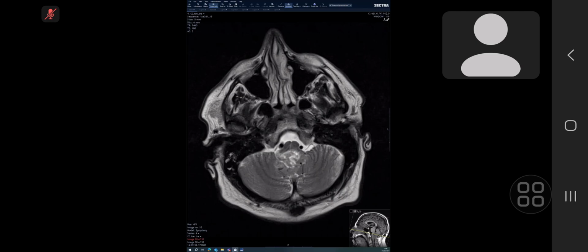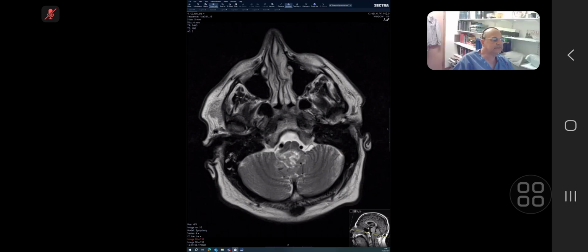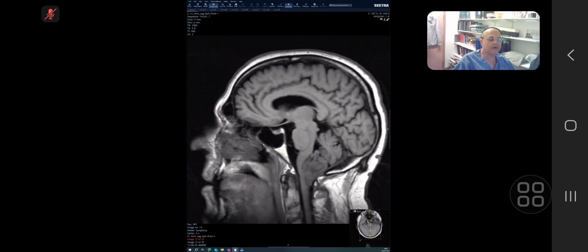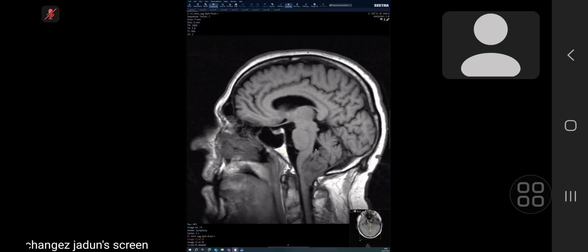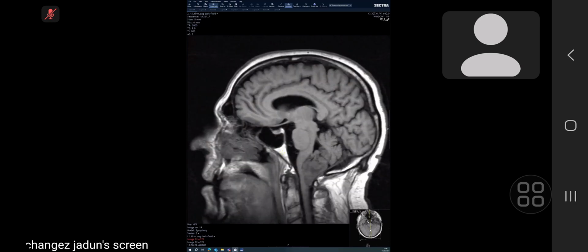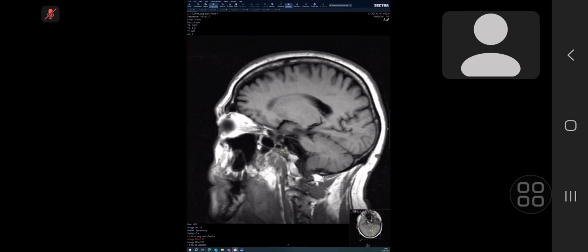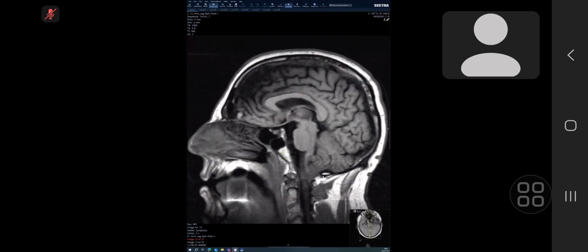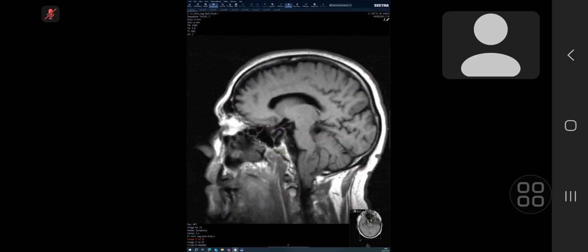Initially T1 axial. Let me see if I have got axial T1. I do not have an axial T1, though I have got a sagittal T1. So here again, I can see that there is a mass in the posterior fossa in the inferior portion, and it is further insinuating into the foramen magnum region, and it is seen compressing the medulla and the cord, which is lying anterior to it.